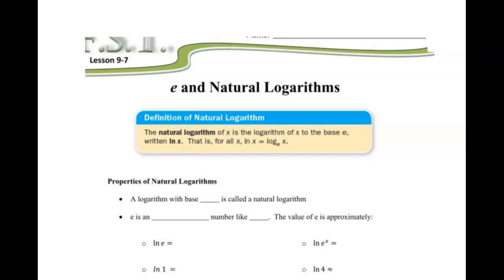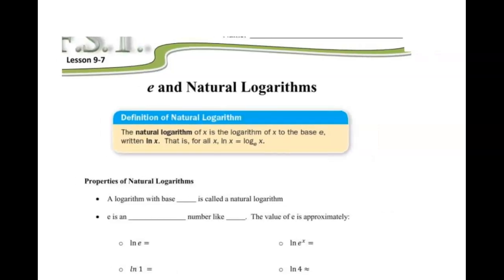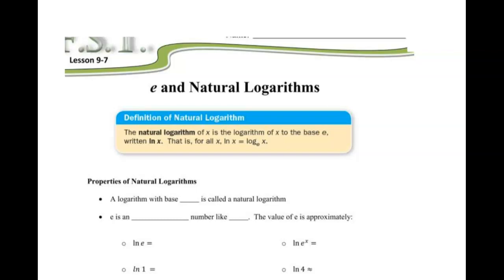This is lesson 9.7, e and natural logarithms. So the natural log of x is the logarithm of x to the base e, written ln x. For all x, ln x equals log base e of x. It sounds like a lot of gibberish. A few things you need to know. Basically, log base e of x right here, we write as ln x.